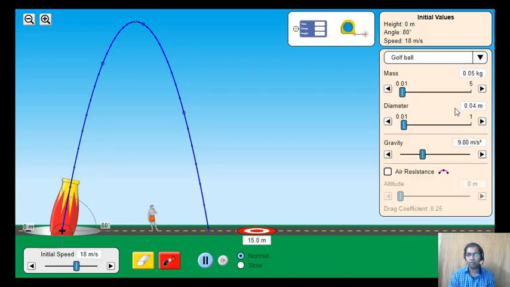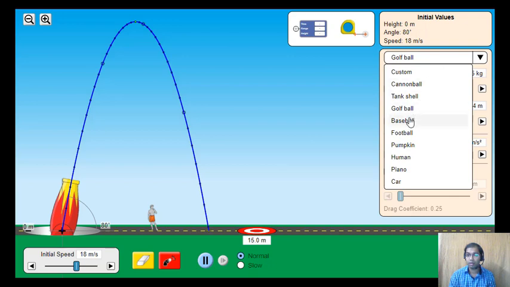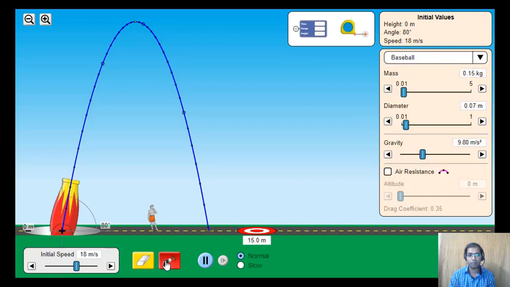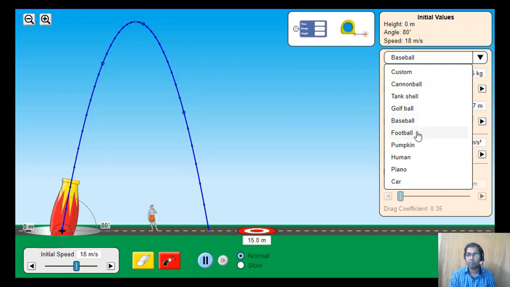Let's look at a golf ball. It's very small, 0.05 kilograms. And fire. Wonderful, it has traced the same path again. Let's take the baseball. Okay, so we can see it coming down, and yes, the baseball also has traversed the same path.